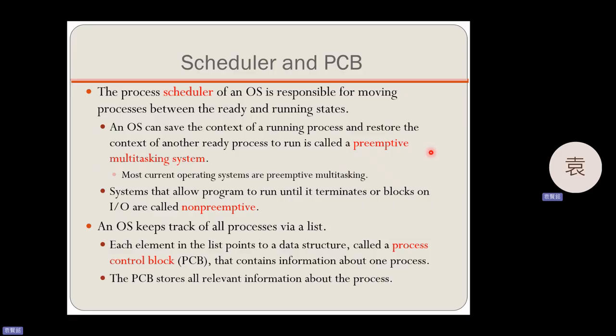This policy is used by preemptive multitasking systems. Most modern operating systems use these policies to avoid abnormal processes running and holding the CPU forever. And if a system allows a process to run until it terminates or blocks on I/O, then we call this kind of scheduler non-preemptive scheduling.